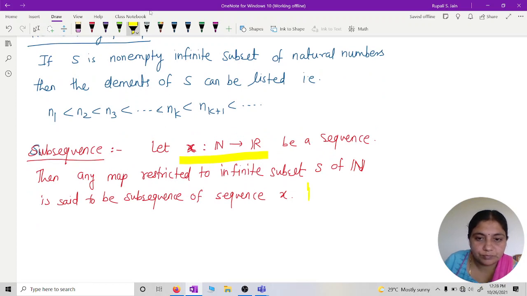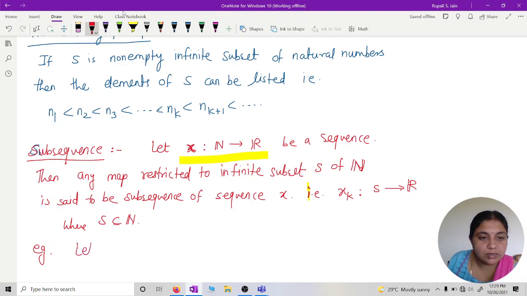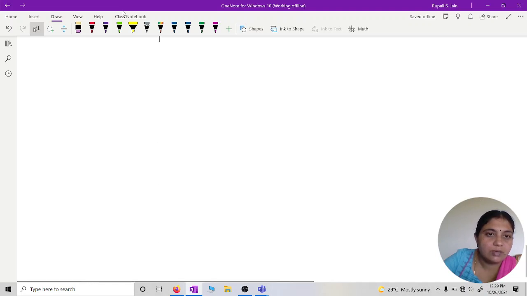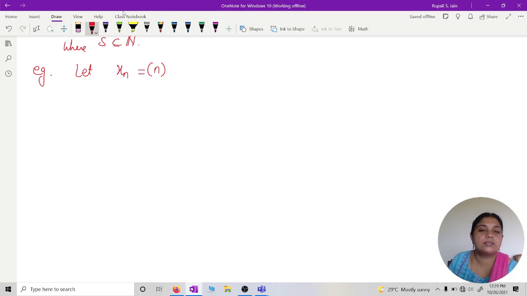That is, xnk is nothing but a subsequence. It will be from S to R, where S is an infinite subset of the set of natural numbers. For example, you take any sequence, say let xn = n. Then can you give me a subsequence? There are infinitely many subsequences we can have. What is this sequence? 1, 2, 3, 4, 5, 6, 7, 8 and so on.